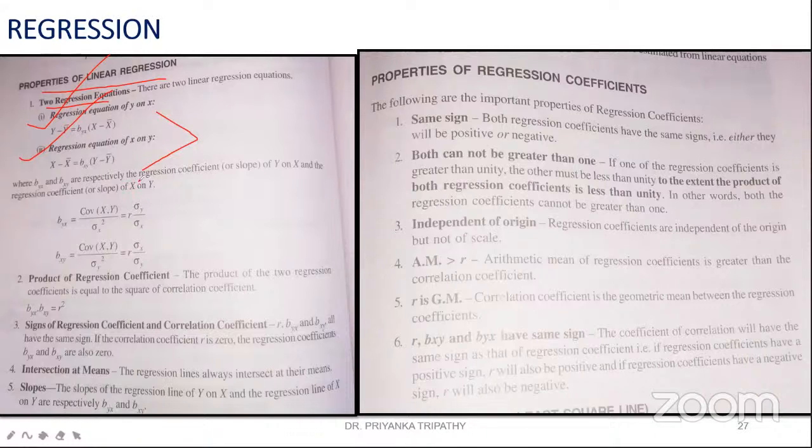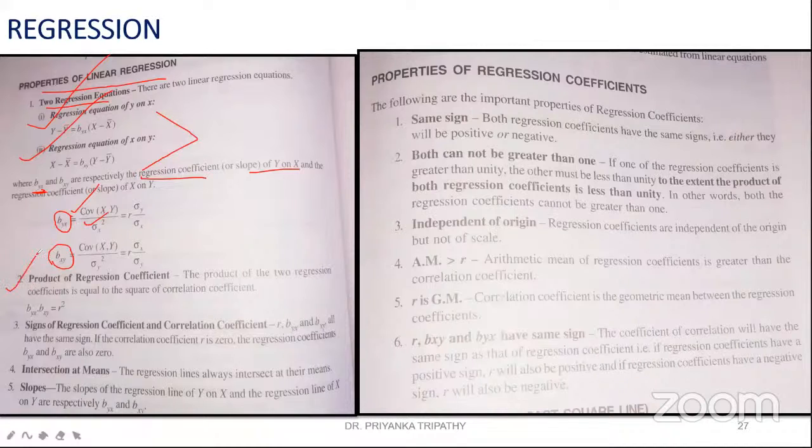First, we have seen that there are two regression equations. Next, byx and bxy are regression coefficients. Suppose it is written yx, so it is the regression coefficient of y on x. And if it is x on y, then it will be bxy. In case there are questions where the covariance value and standard deviation values are given and you are asked to find byx, you just have to apply this formula. In NET or in short questions, these can come.